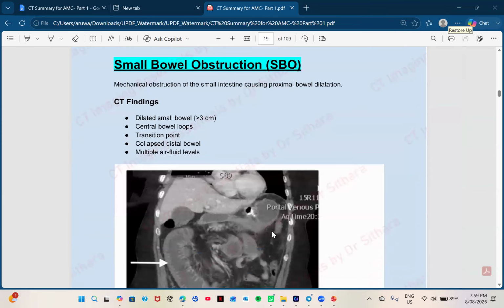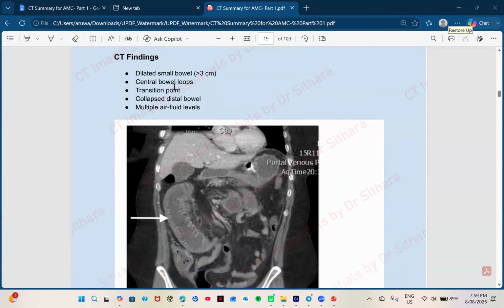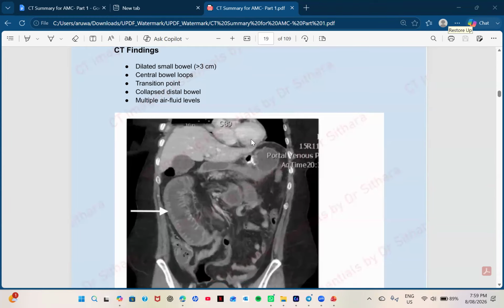Okay, so we'll discuss some things. For small bowel obstruction and large bowel obstruction, they usually give X-rays. I have explained everything about X-ray in the bowel obstruction session, and I told you I would explain CT findings here. This is very important, because usually we diagnose it from the initial X-ray, but in some cases you need to go with CT as well. For mechanical obstruction, the CT findings are dilated small bowels more than 3 centimeters, central bowel loops, transition point, collapsed distal bowels, and multiple air-fluid levels, right? I'll show it here.